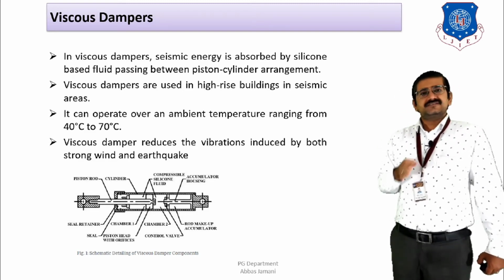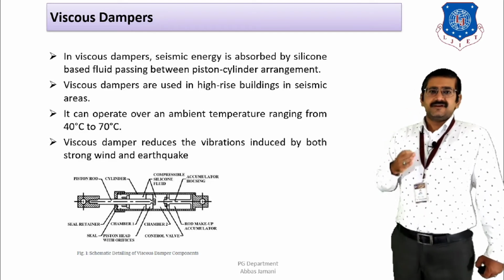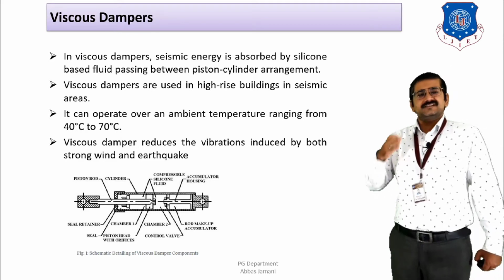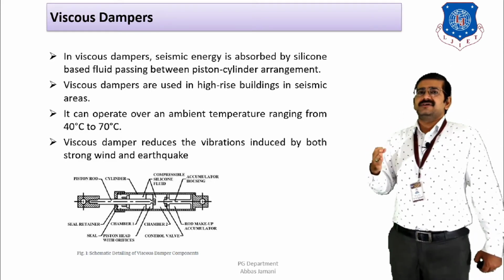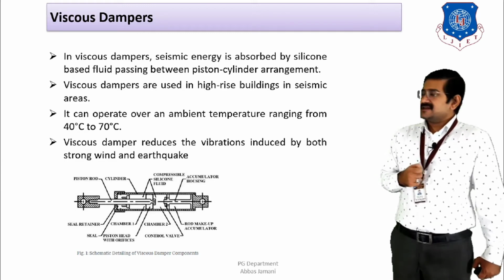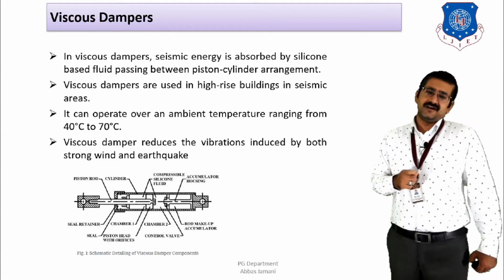Now these viscous dampers are used in high rise buildings to a great extent, as a result of which the performance of high rise buildings in seismic prone areas, that is zone 3, zone 4 and zone 5, can be increased when seismic dampers are used. It can operate at ambient temperatures in the range of 40 to 70 degrees Celsius.